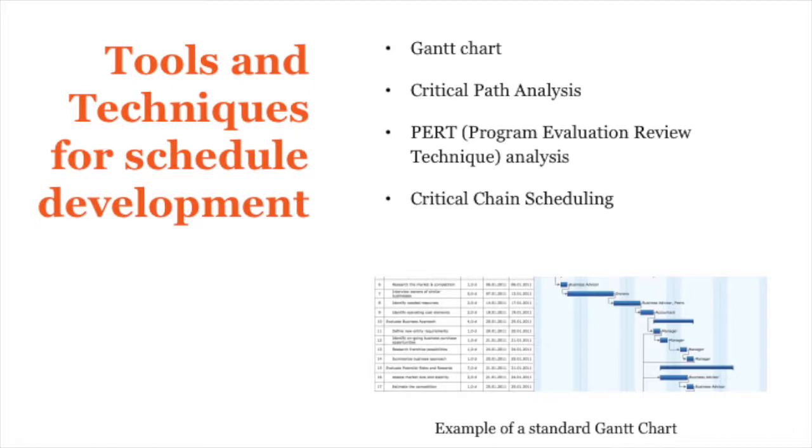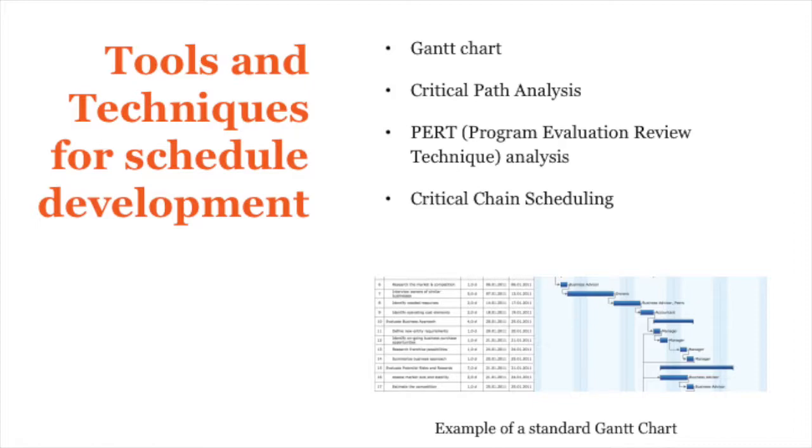A Gantt chart is a common tool for displaying project schedule information. Gantt charts provide a standard format for displaying project schedule information. It does this by listing project activities and their corresponding start and finish dates in the form of a calendar.